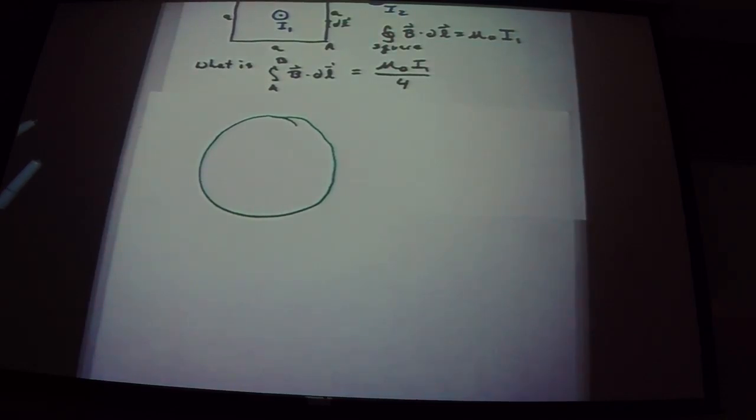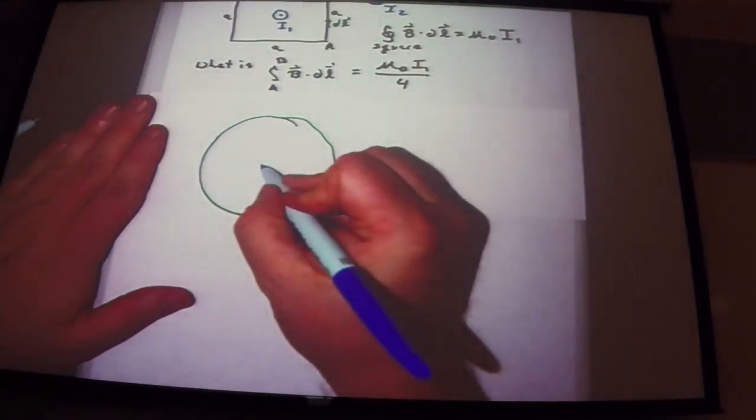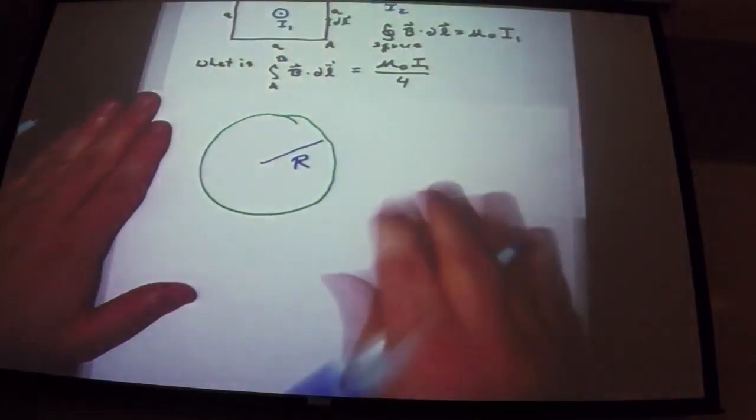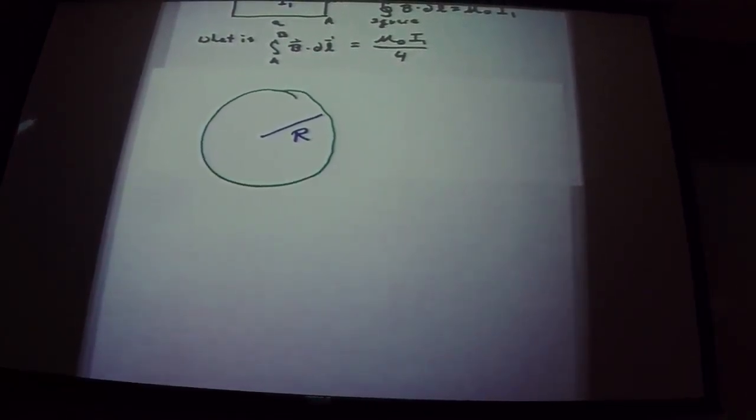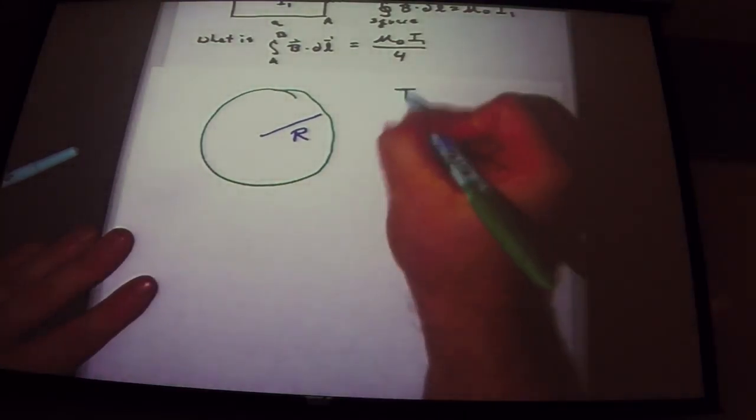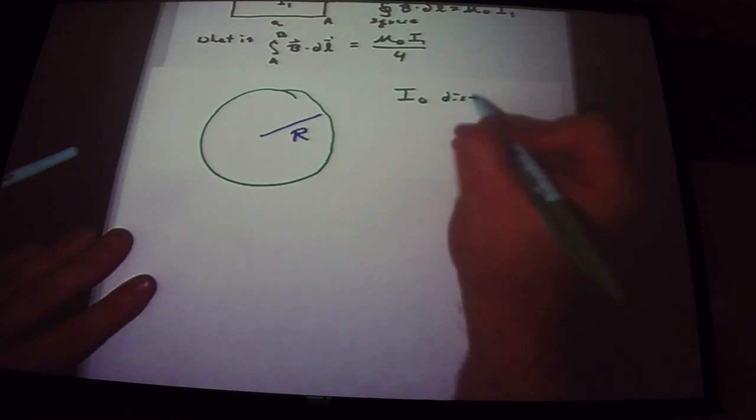Okay? And let's say that this wire has a radius, and I'm going to make that radius capital R. So the radius of my wire is capital R. And that wire has a uniform current coming out of the page. So I naught is distributed uniformly out of the page.